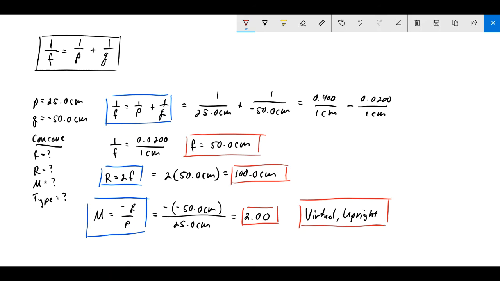So there you have it. That is our sample problem for doing our lens or mirror. It's actually the same equation that we would use. This will work for any type of curved mirror. In this case, we have concave, but you can certainly also do this for convex. So let me know if you have any questions.